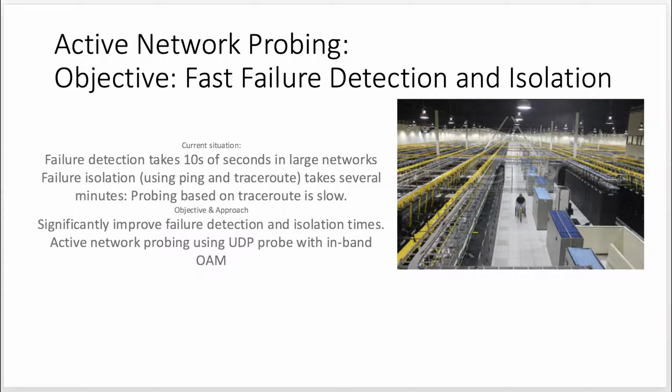Currently in a data center network, ping and traceroutes are used to detect failures and isolate problems in the network. This method is very slow and takes tens of seconds in a large network. So the objective is to improve the failure detection and isolation times. Using UDP probe with in-band OAM, we can detect failures much faster and isolate the failure to a node or a link.